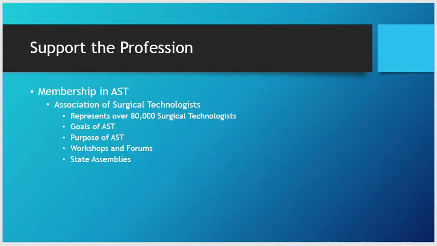Remember from our first unit that the AST publishes standards of practice for surgical technologists with the goal of providing guidance, promoting quality surgical care, and informing the public of the care they can expect to receive from a surgical technologist. The purpose of AST, as written on their website, is to ensure quality patient care through ongoing support of the surgical technology profession. They support the profession by developing education programs and resources, as well as by keeping a close eye on any changes in healthcare. They also offer workshops and forums to members for educational purposes.